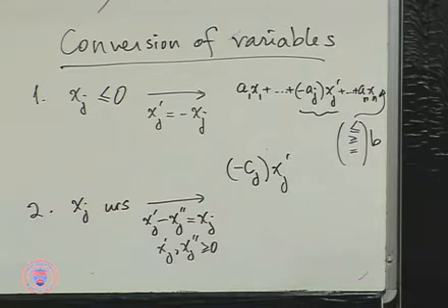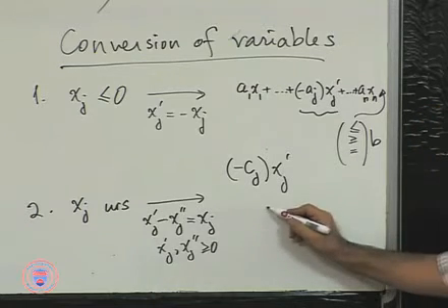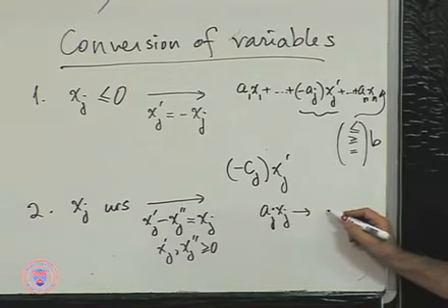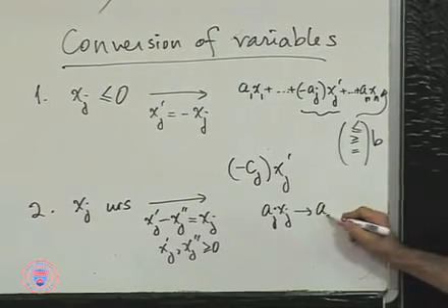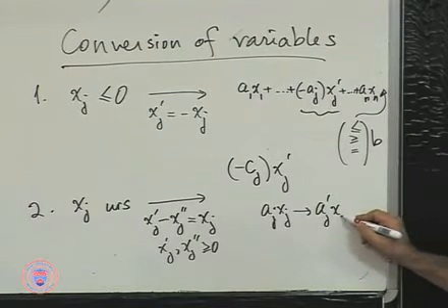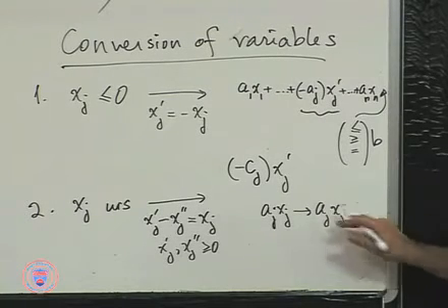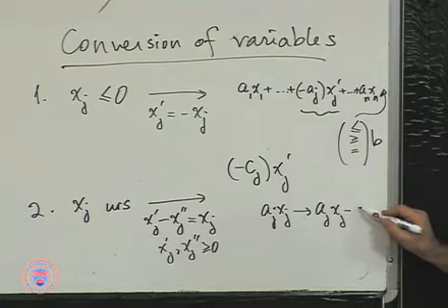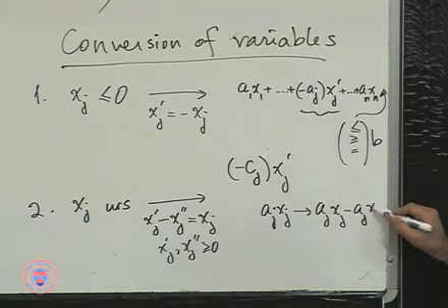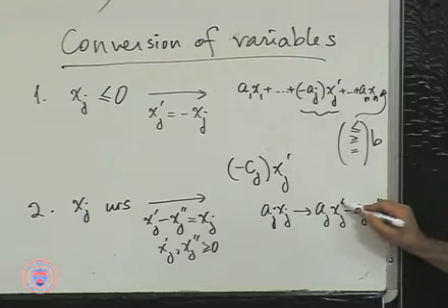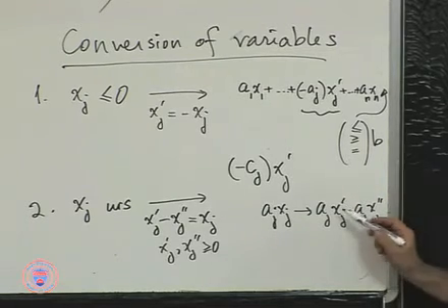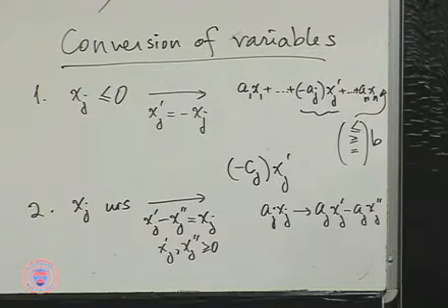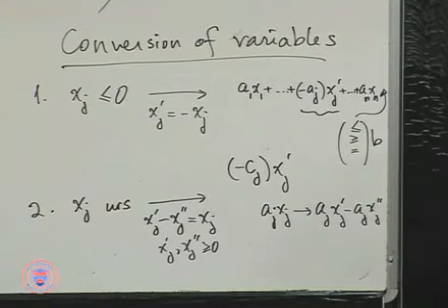Okay? In which case, of course, the aj xj in the constraint matrix becomes aj xj prime minus aj xj double prime. I just misplaced the prime, actually. That's what you substitute in the constraint matrix.